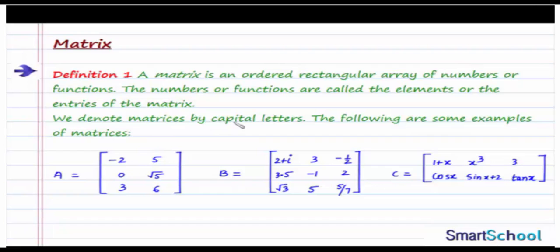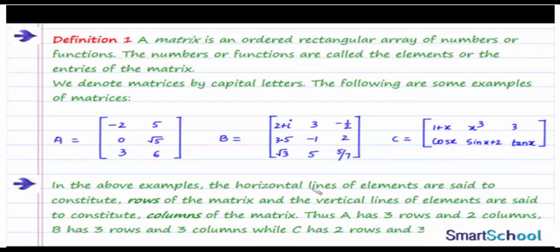So matrices are denoted by capital letters, and here we have some examples of matrices. This is matrix A, this is matrix B, and this is matrix C. So here we can see that matrices are ordered rectangular arrays of numbers or functions. Inside the matrices we can have both numbers and functions. Cos x, sin of x plus 2, tan x are examples of functions. And minus 2, 5, 0, root 5, 3, 6 are examples of numbers.